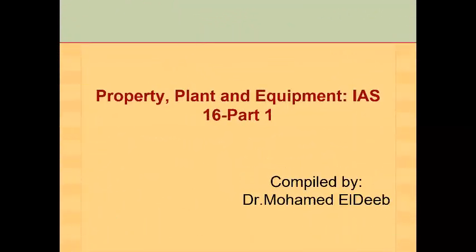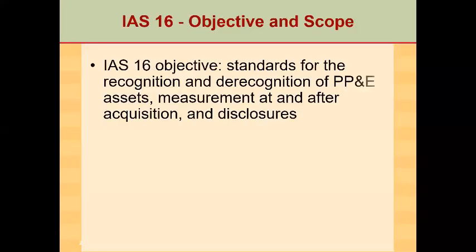Today we are going to start a new chapter, and this chapter is property, plant and equipment, and it is about IAS 16. Well, IAS 16 is the International Accounting Standard number 16. Actually today we are going to cover part 1 of that standard, and later on we are going to cover part 2. What is the main objective and scope of IAS 16?